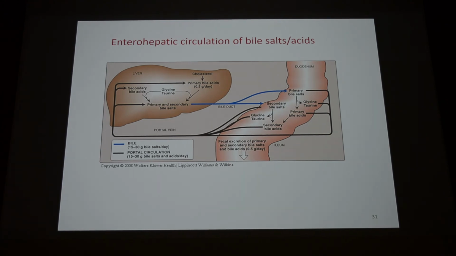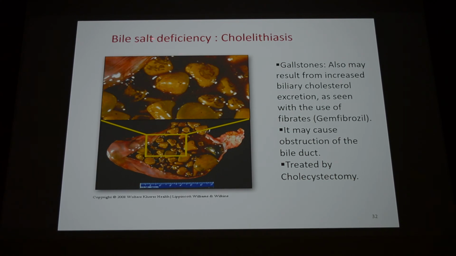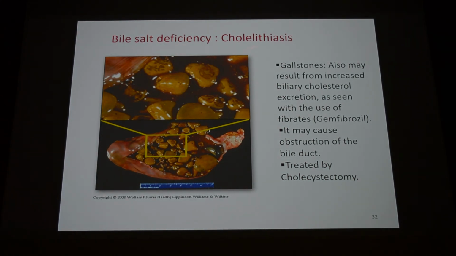Okay, and they are stored in the bile, in the gallbladder. What happens if you have deficiency in the bile salts? This will lead to a condition called cholelithiasis, or another term, gallstones. So accumulation of stones in the gallbladder.